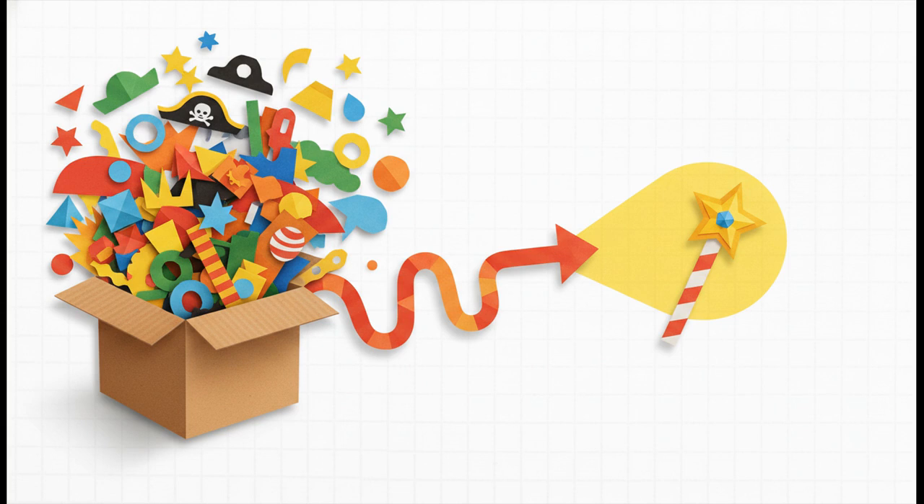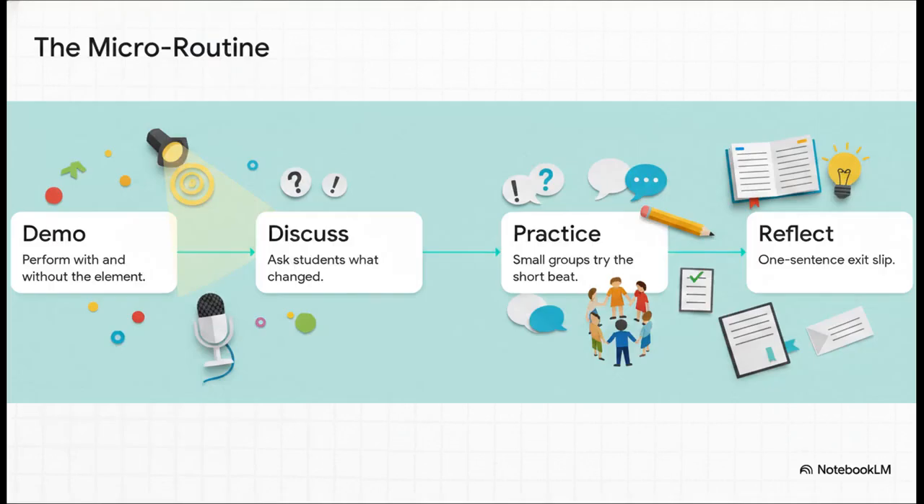So don't throw a giant box of costumes at them. Just give them a single prop, one costume piece, or maybe one specific sound, and ask them to explore how that single thing changes the story. Okay. Here is the exact 10 to 12 minute micro routine you can use. Step 1 is the demo, taking just 1 to 2 minutes.